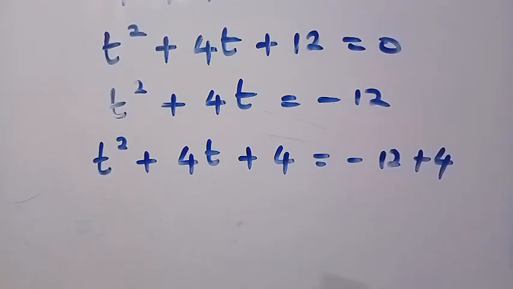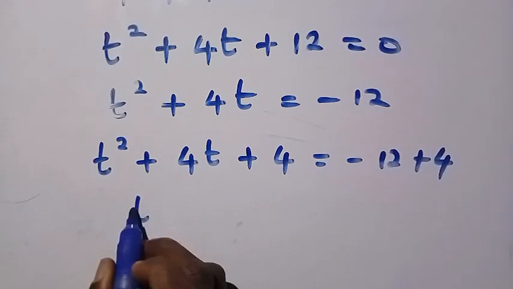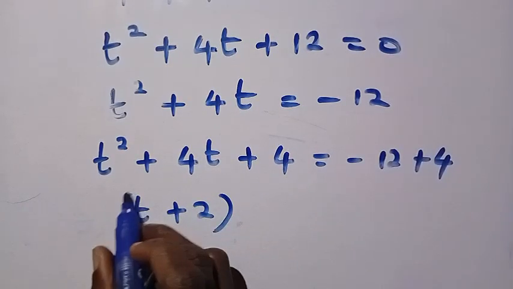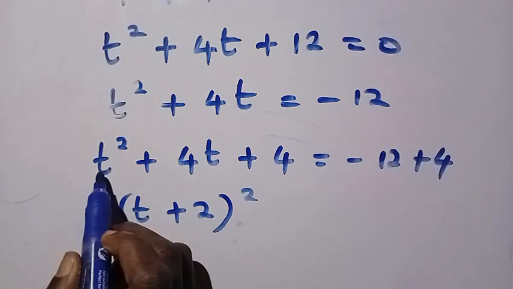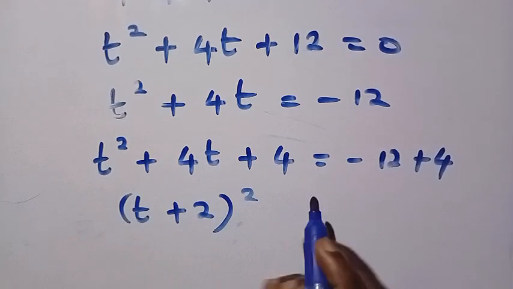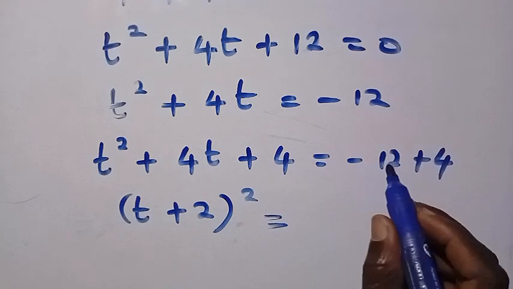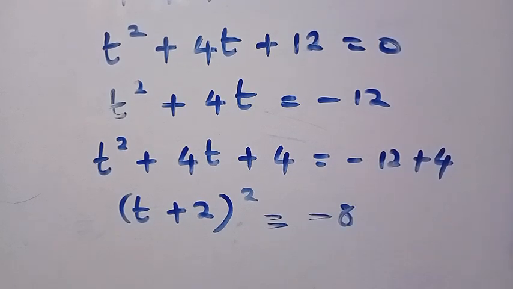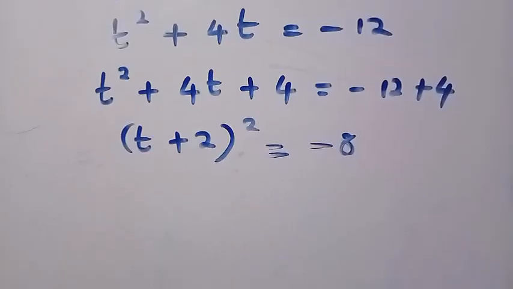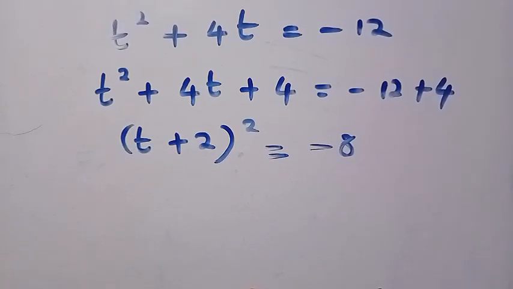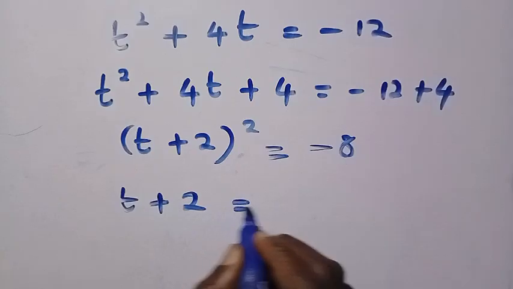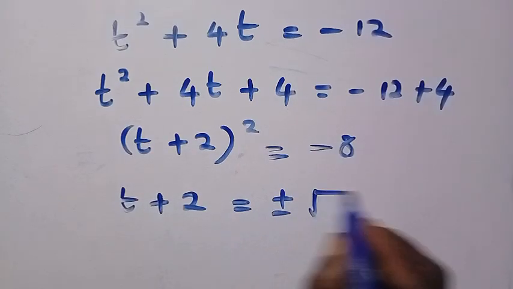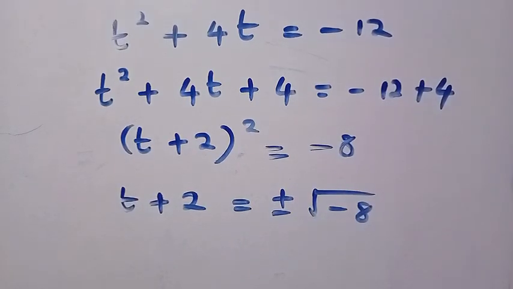Then we are going to rewrite this as t plus 2 raised to power 2. Expanding t plus 2 raised to power 2, we get t squared plus 4t plus 4, and this equals minus 12 plus 4, that gives us minus 8. By taking the square root of both sides, we have t plus 2 equals plus or minus the square root of minus 8.